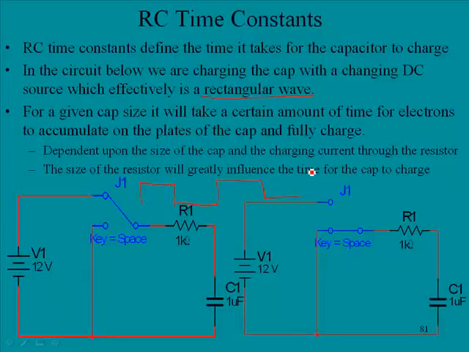For a given cap size, it will take a certain amount of time for electrons to accumulate on the plates of the cap and fully charge, dependent upon the size of the cap and the charging current through the resistor. So in this particular case, here we have a voltage applied. There is a resistance here. This will allow a certain amount of current to flow, and then it will cause this capacitor to charge. The electrons are going to be flowing as such. They will charge this capacitor, and the polarity on the cap will be as such.